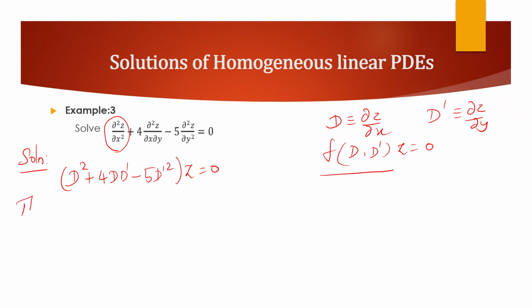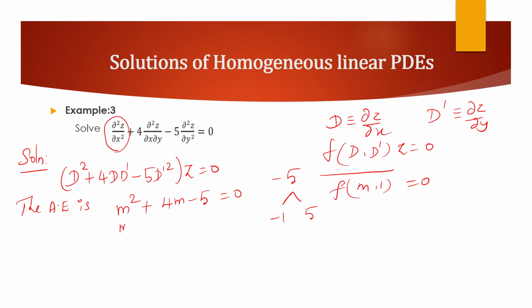So next I have to write the auxiliary equation of the given. So the auxiliary equation is replacing D by m and D' by 1. So this is how we are writing the auxiliary equation. So here the auxiliary equation is m² plus 4m minus 5 is equal to 0. And for solving this, the product must be minus 5 and the sum must be 4. So it is minus 1 plus 5. So the roots are (m minus 1)(m plus 5) is equal to 0, which gives m is equal to 1 and m is equal to minus 5.